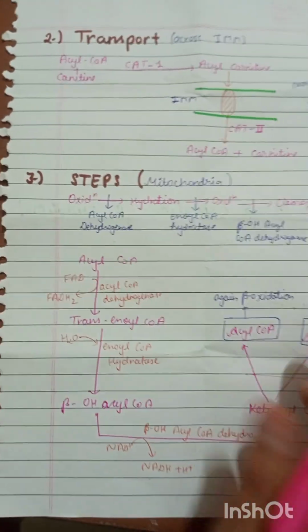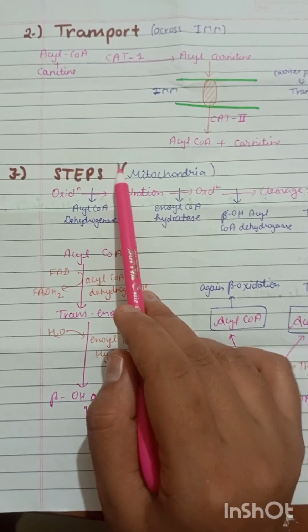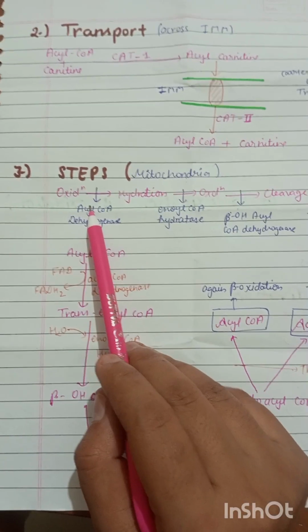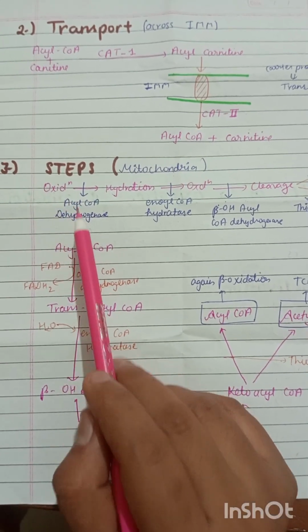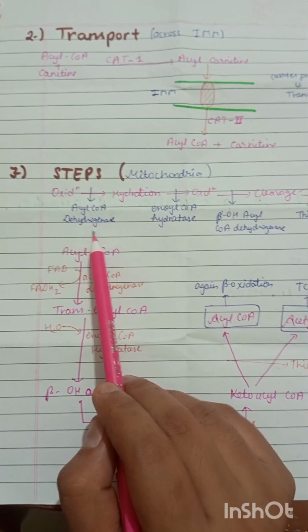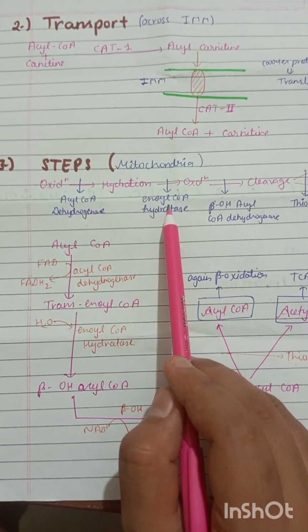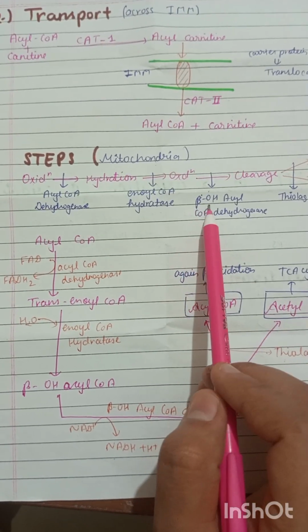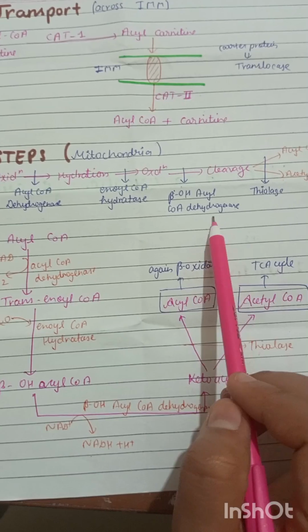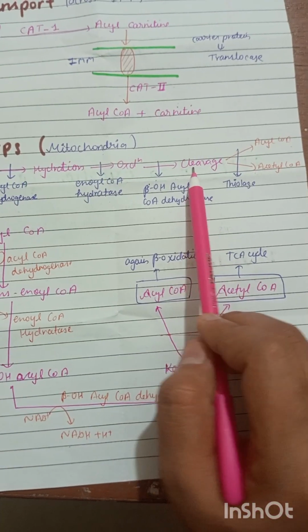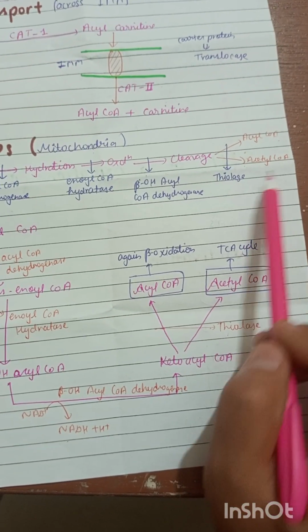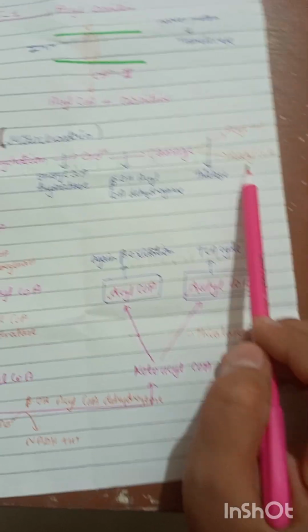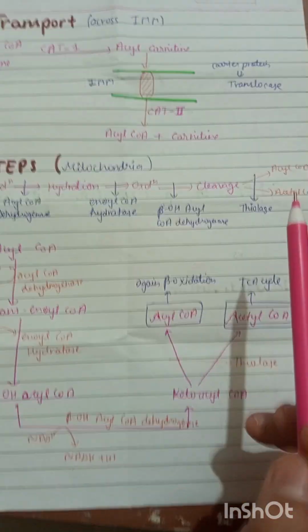Now the last process is the steps that occur in the mitochondrial matrix. There are 4 steps that occur in the mitochondrial matrix. First is oxidation in the presence of the enzyme acyl coenzyme A dehydrogenase, then hydration in the presence of the enzyme enoyl coenzyme A hydratase, then further oxidation in the presence of the enzyme beta hydroxyacyl coenzyme A dehydrogenase, and then cleavage of the product into acyl coenzyme A and acetyl coenzyme A in the presence of the enzyme thiolase. Acyl coenzyme A and acetyl coenzyme A are the final products of beta oxidation.